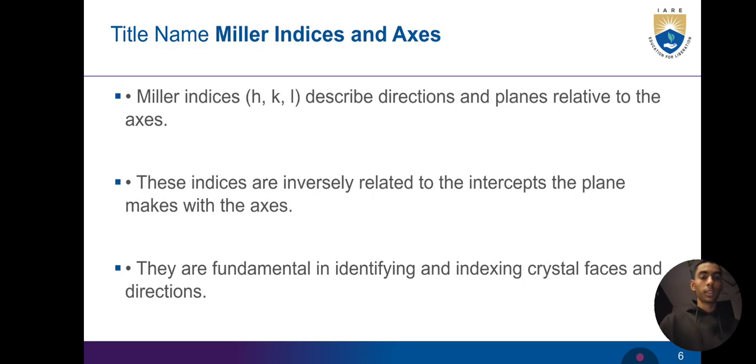Miller indices and axes. The Miller indices h, k, l describe directions and planes relative to the axes. The indices are the inverse of the intercepts the plane makes with the axes. They are fundamental in identifying and indexing crystal faces and directions.